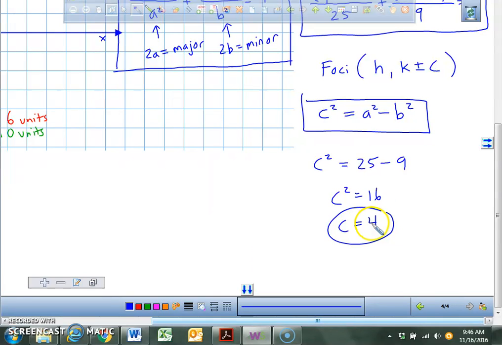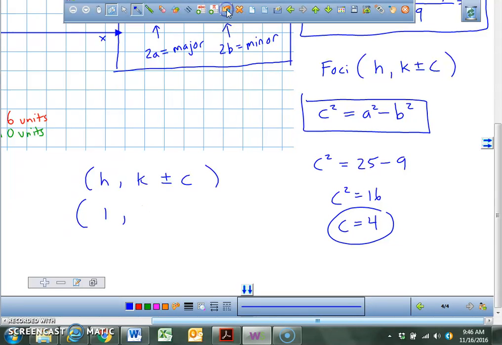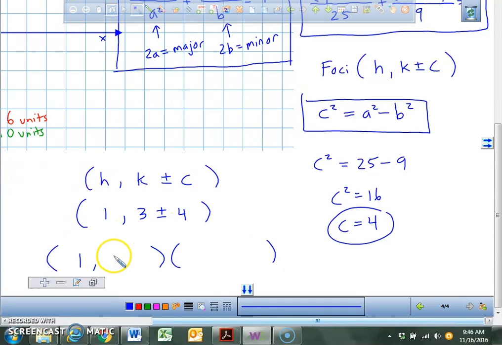Now, if our C value is equal to 4, and our foci are H, comma, K plus or minus C, what was our H value? Our H value was 1. Our K value was 3. So we're going to do plus or minus the 4 that we just found. That would be 1, 3. 1, comma, what's 3 plus 4? 7. And then 1, comma, what's 3 minus 4? Negative 1.